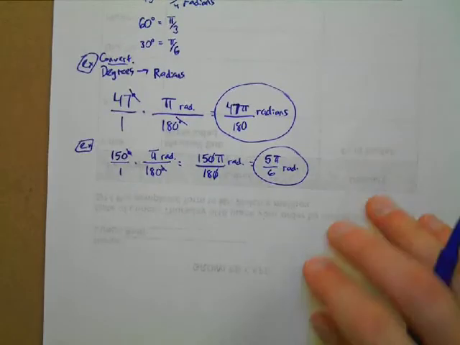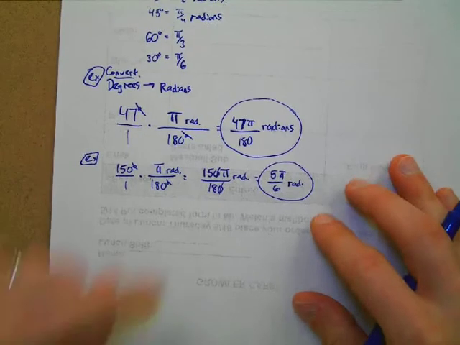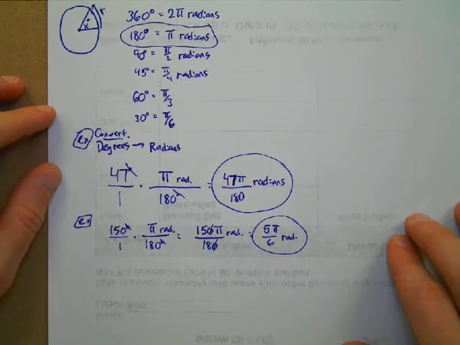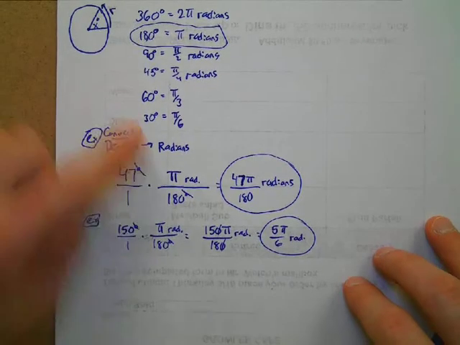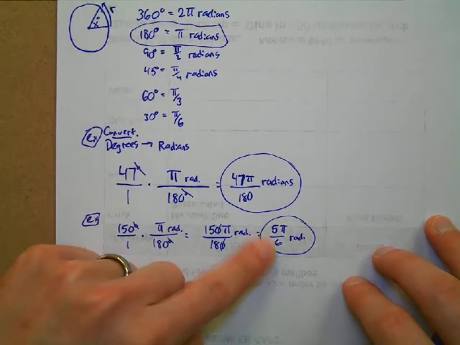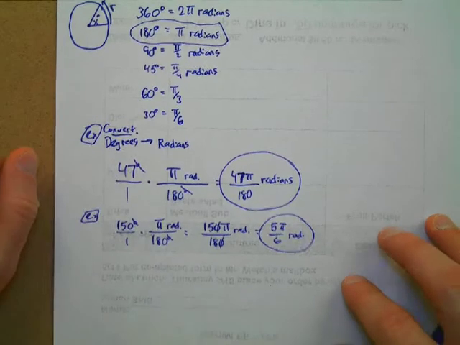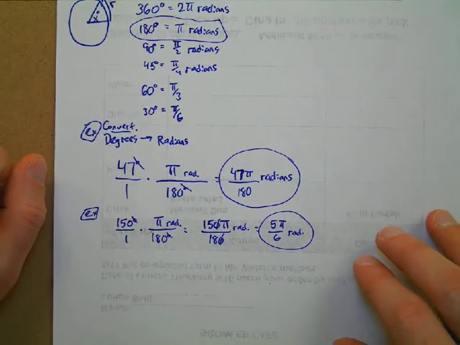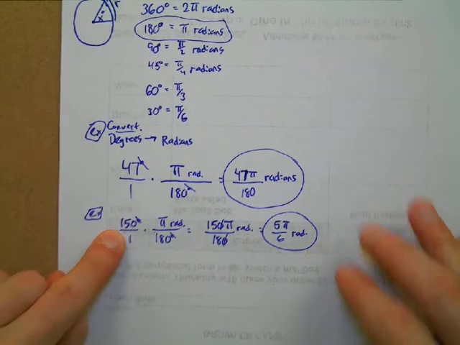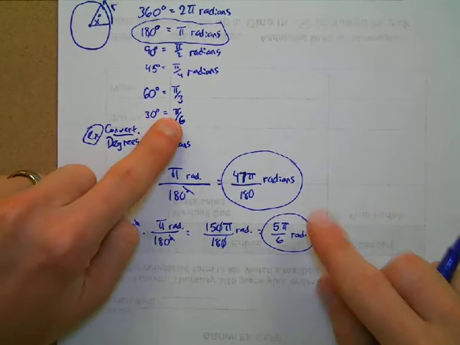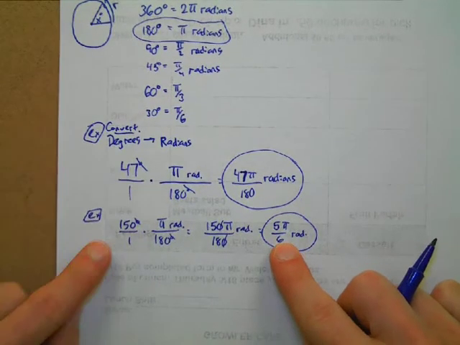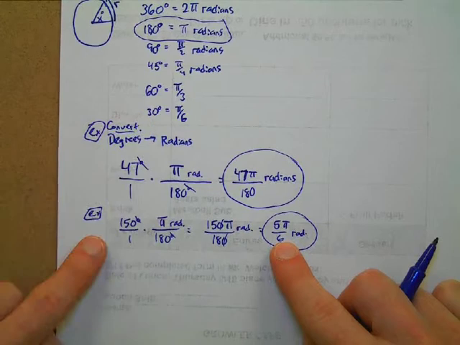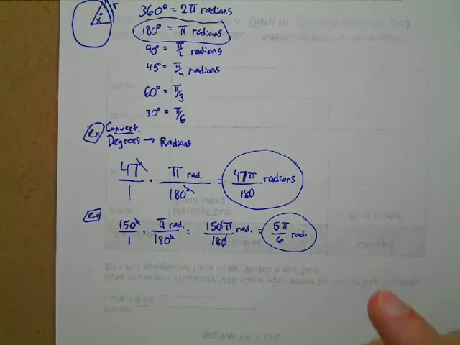Now remember, what was pi over 6 radians? We said it earlier. 30 degrees, right? Well, 5 pi over 6. What's 5 times 30? 150. Hey, look at that. So 1 pi over 6 was 30 degrees. 5 of those pi over 6s ends up with 150, which is 5 times 30. So you can use that kind of math to help you work your way around and stuff like that too.